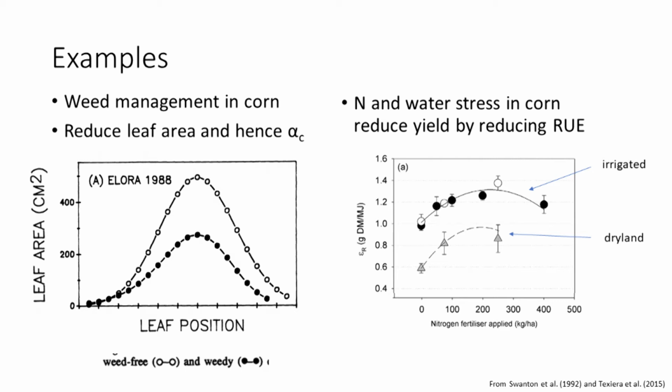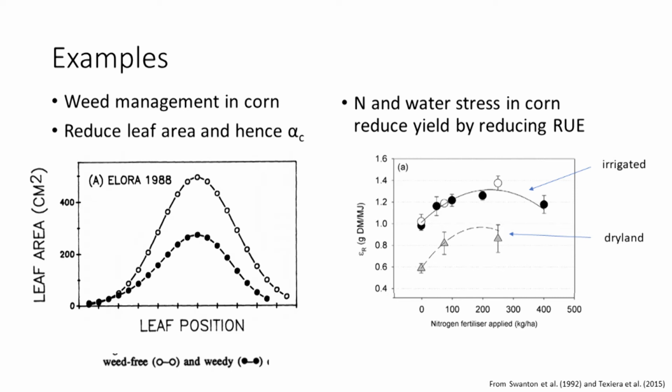So what he did was he grew corn in weed-free plots, kept weed-free by either herbicide or tillage, and in weedy plots where weeds were not controlled. And then he took these corn plants and he measured leaf area at each leaf position. So the lower leaf positions would be closer to the ground, and the upper leaf positions would be the tallest, the uppermost leaves. And he measured leaf area in centimeters squared. And what he found was that corn plants in the weedy plots had much smaller leaf area than corn grown in the weed-free plots.